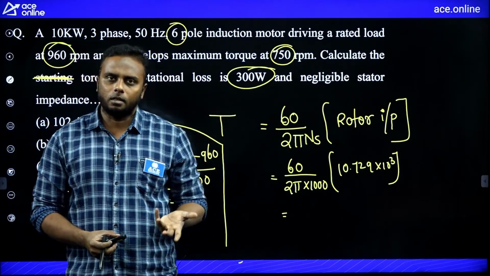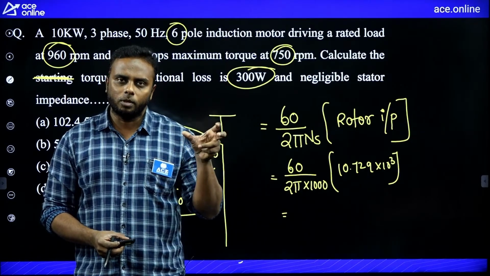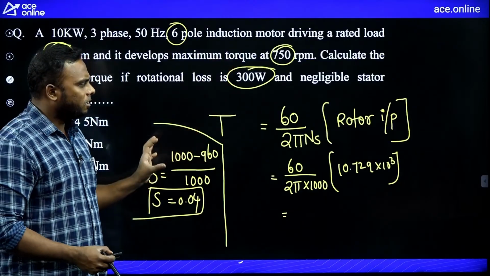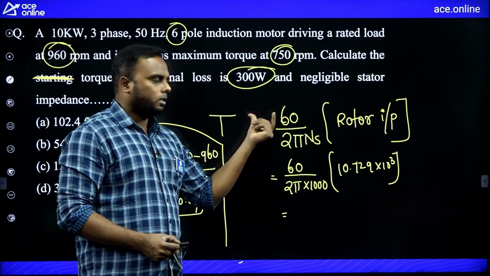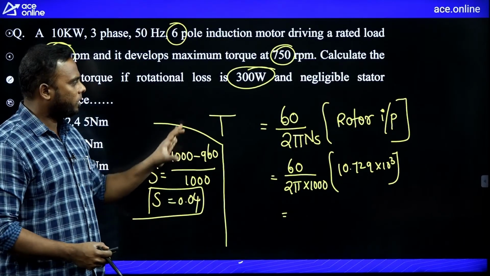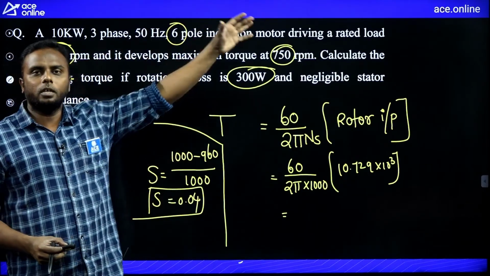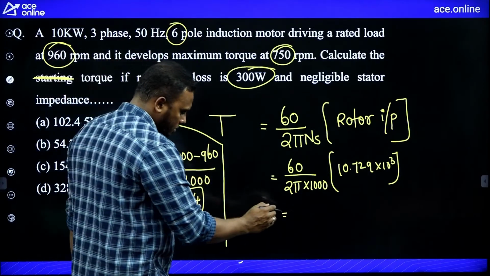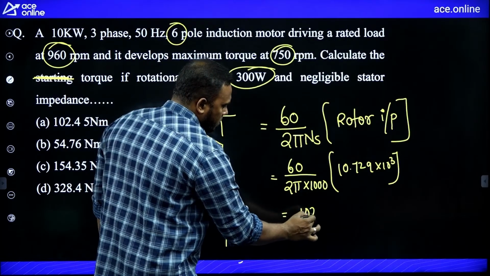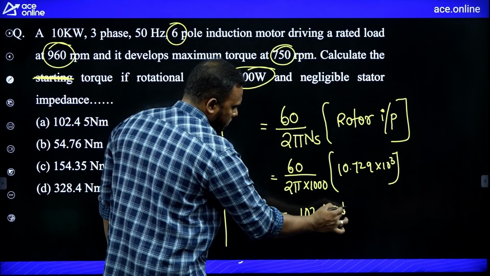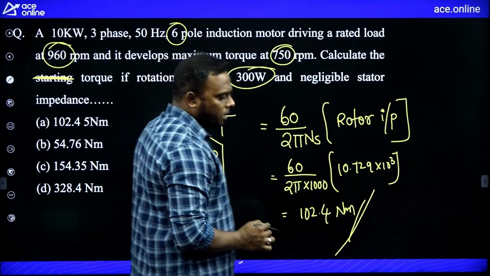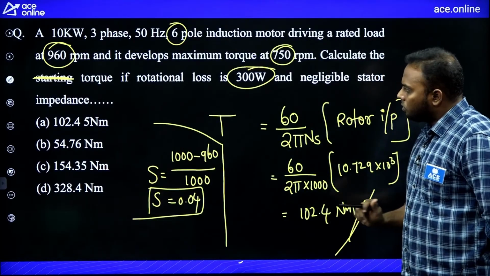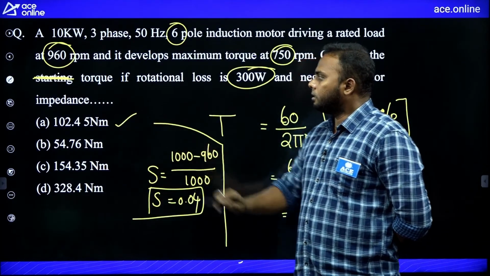Otherwise if it is starting torque, you have to take S equal to 1 in the rotor input power equation. So here you have to substitute S is 1. Okay, starting torque will be there, but it depends on S equal to 1. I am not taking S equal to 1 because it is running at some speed, driving a load, no? So at that speed, calculate the slip and find out the torque. How much? Yes, it is coming 102.4 Newton meters. Check all of you this. This is the torque developed at this rated condition whenever it delivers rated output power. 102.4. That is option A is correct.